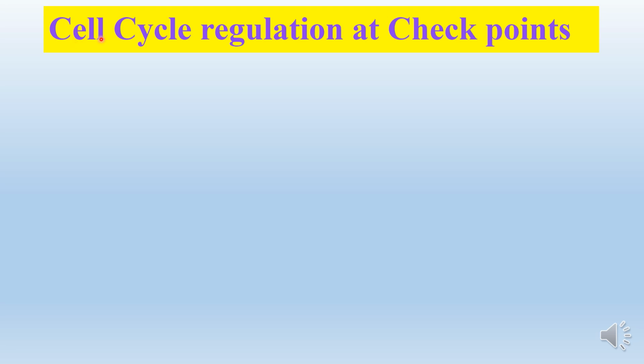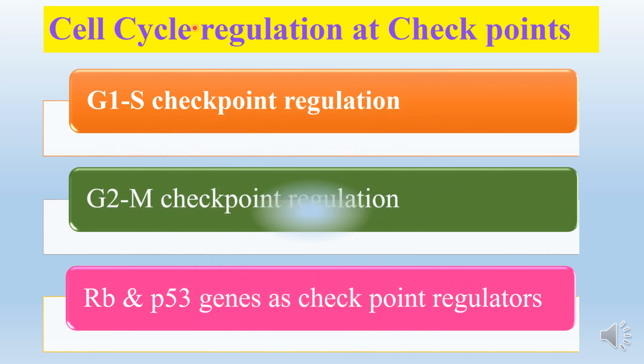Now we will see the cell cycle regulation at different checkpoints. So we know that there are two main checkpoints at which the cell cycle is regulated, that is the G1/S checkpoint and the G2/M checkpoint. So we will see the regulation at these two checkpoints, and the proteins that carry out this regulation, that is the retinoblastoma protein and p53 protein.